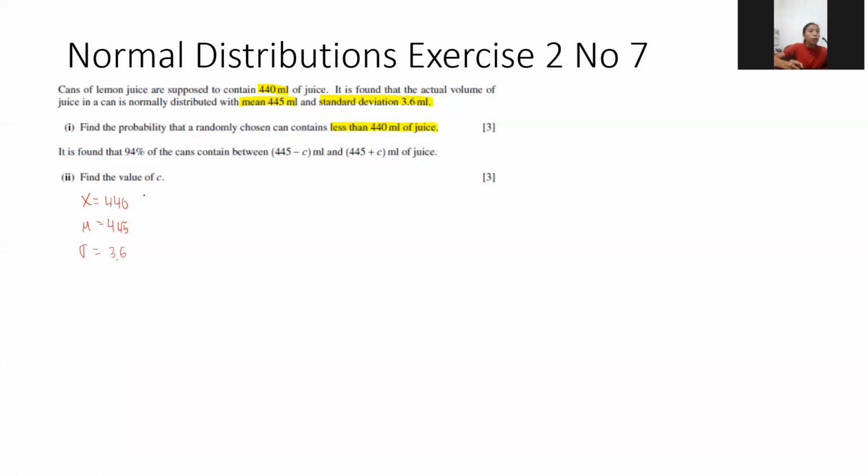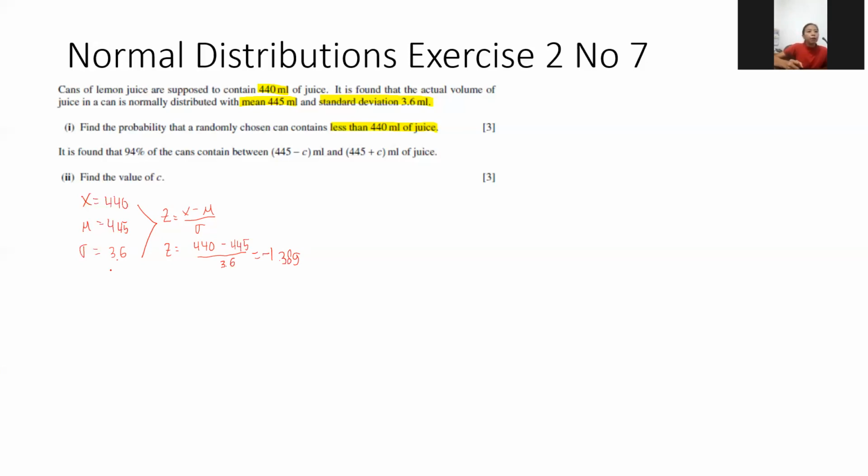So from all this given information, we can calculate the value of Z. So Z is X minus mu over sigma. Then we can calculate that Z equals 440 minus 445 over 3.6. And we can calculate that the value is 1.389. Okay, and this is a minus, right?